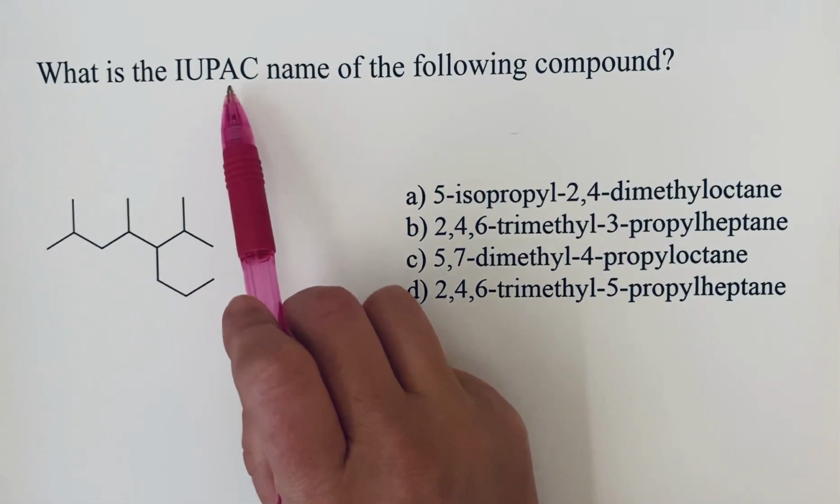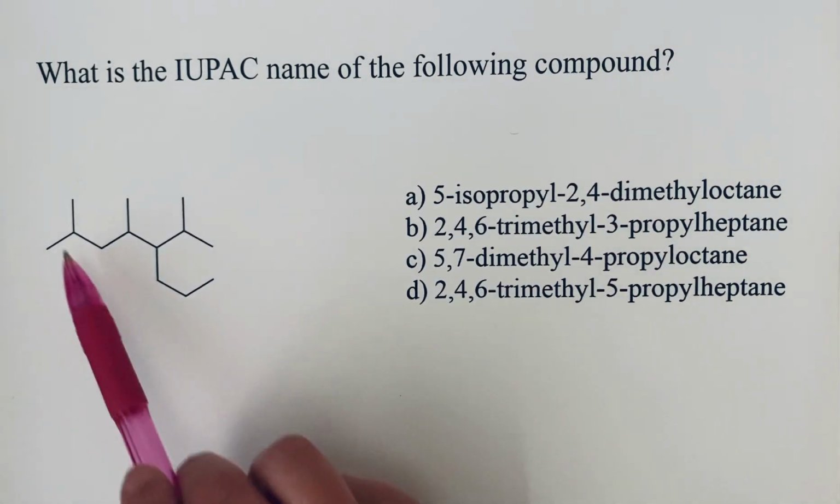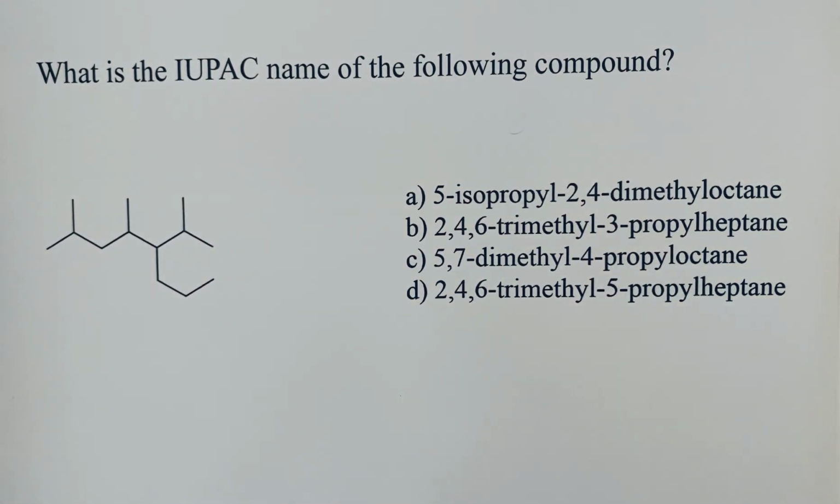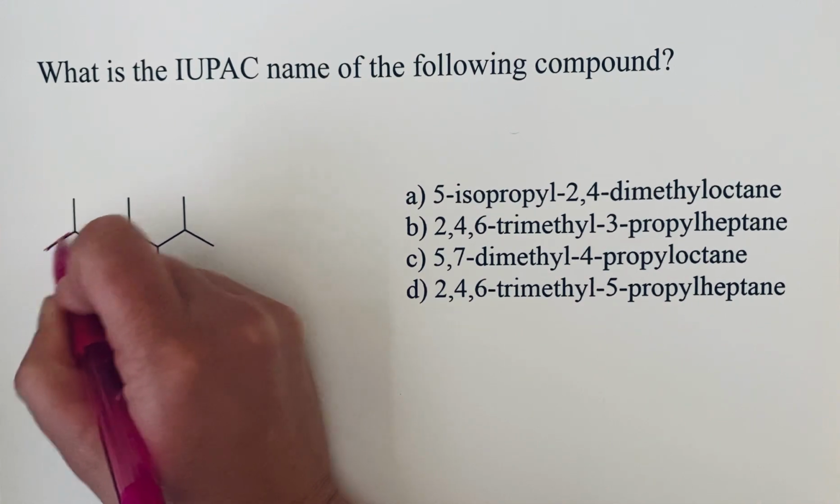What is the IUPAC name of the following compound? So if we look at the molecule that we've been given, it is all carbon-carbon single bonds. So this is an alkane, which means that our first step is to find the longest carbon chain. So starting from one end, we can start to count.